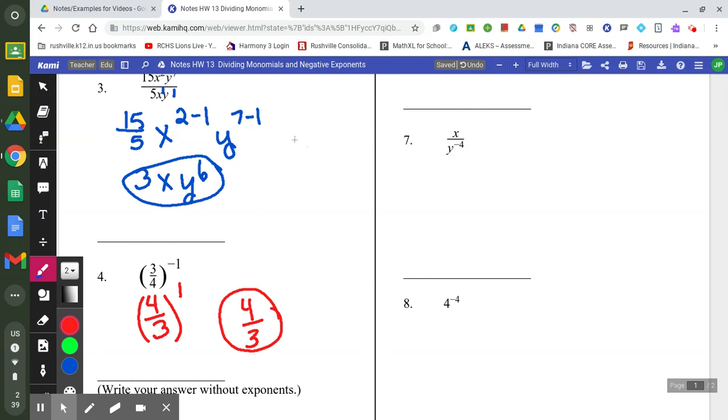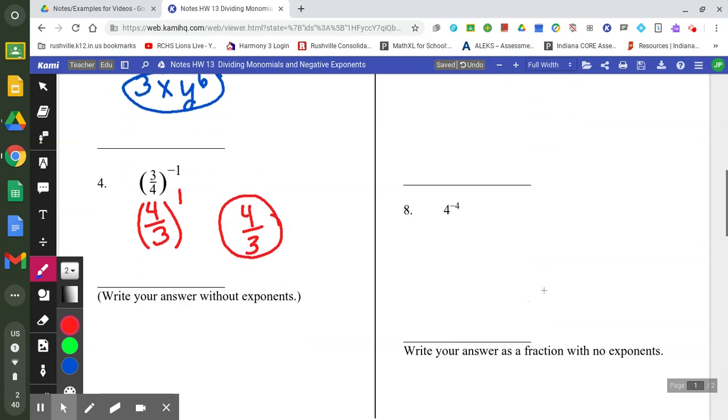So then number 7, this is a fraction. So the x has a positive exponent of 1, so it stays on top. This y to the negative 4 is on bottom, so it moves to the top of a fraction and the exponent becomes positive. And because we don't need a bottom to a fraction, we can have x y to the 4th as our answer.